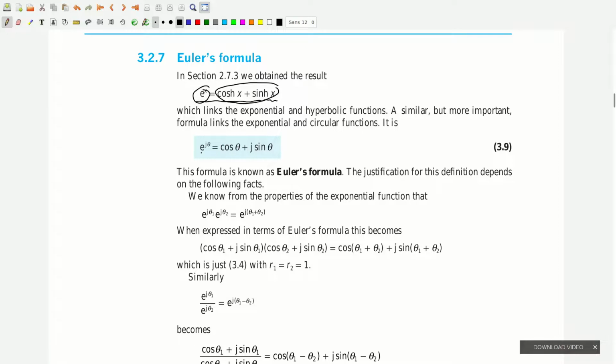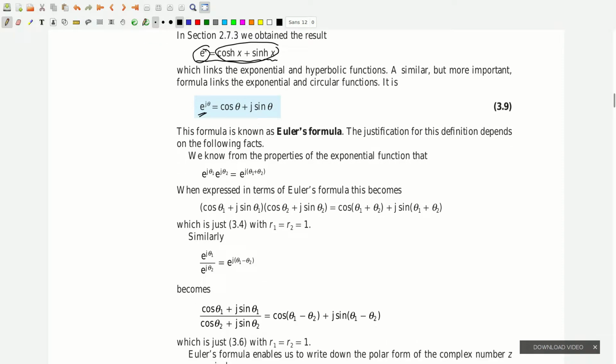So in here we have that e to the j theta is equal to cos theta plus j sine theta. And this is what we call Euler's formula. The justification for this definition depends on the following facts.